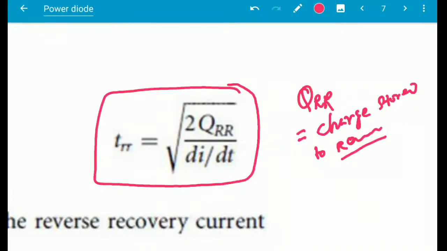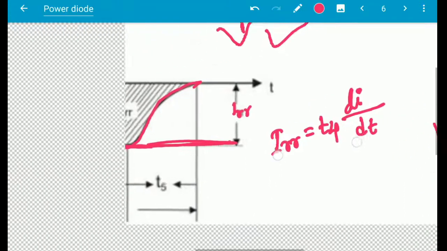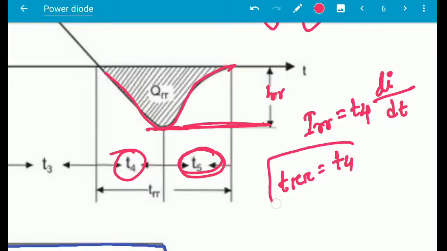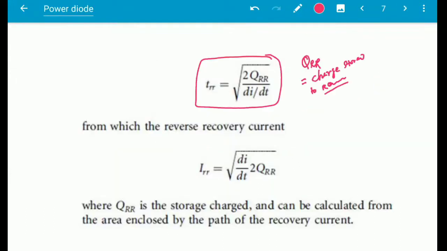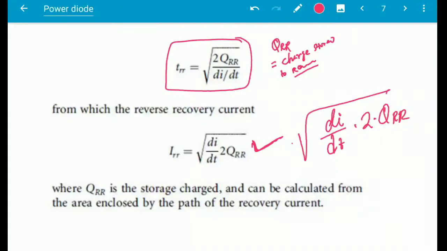And here if we consider from the previous one, if we neglect T5, we can write TRR is equal to T4. I can explain here that IRR is equal to the root over of di by dt into 2 QRR. This one is the formula.